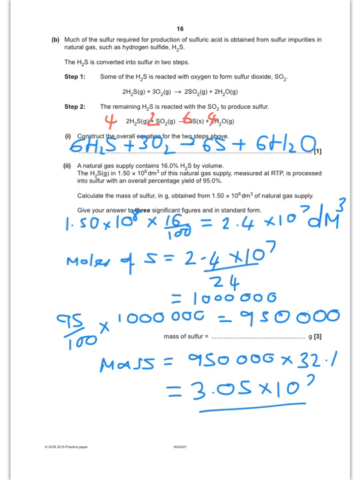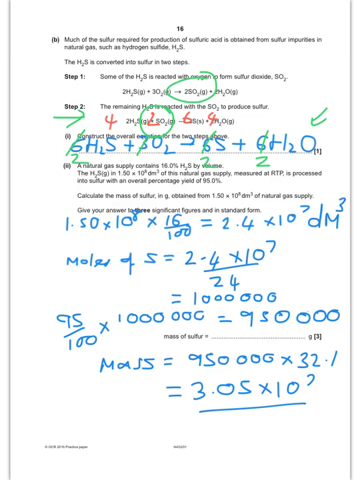Okay, so now it wants me to construct an overall equation for the 2 steps as above. So first of all, some of the H2S is reacted with oxygen to form sulfur dioxide, and the remaining H2S is reacted with sulfur dioxide to produce sulfur. So if you times step 2 by 2, you will end up with 2 SO2s on both sides of the equation. So when you add the equations together, the SO2s will cancel to give you this equation. You can, if you like, then cancel this down. So that number would become 2, that would become 1, that would become 2, and that would become 2, like so.